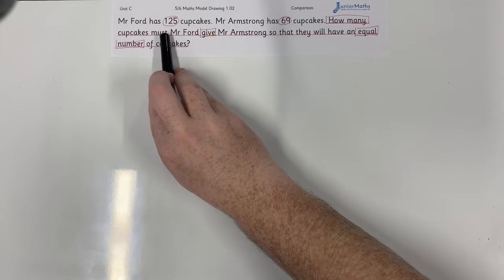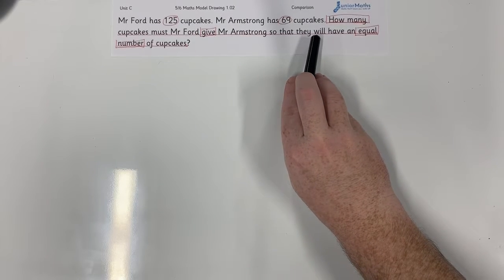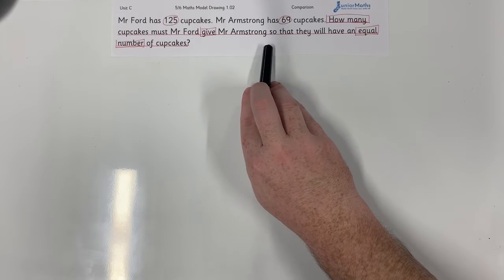Mr. Ford has 125 cupcakes. Mr. Armstrong has 69 cupcakes. How many cupcakes must Mr. Ford give Mr. Armstrong so that they will have an equal number of cupcakes?